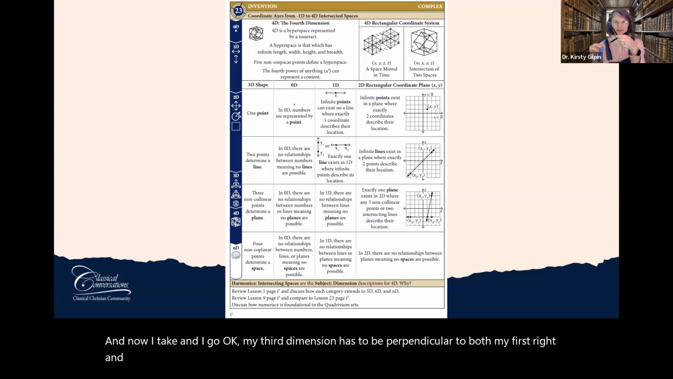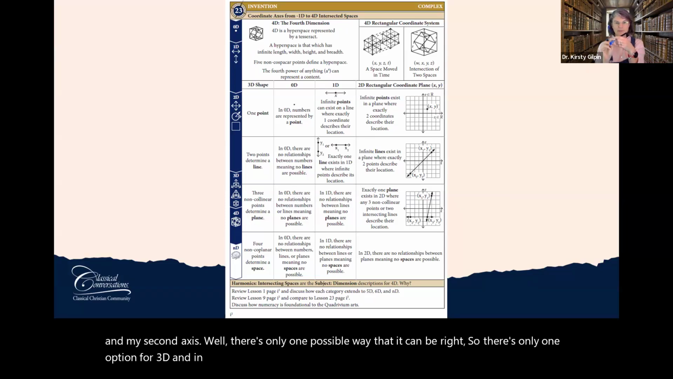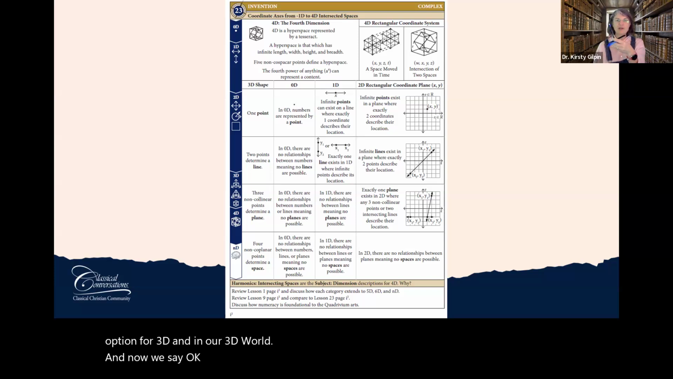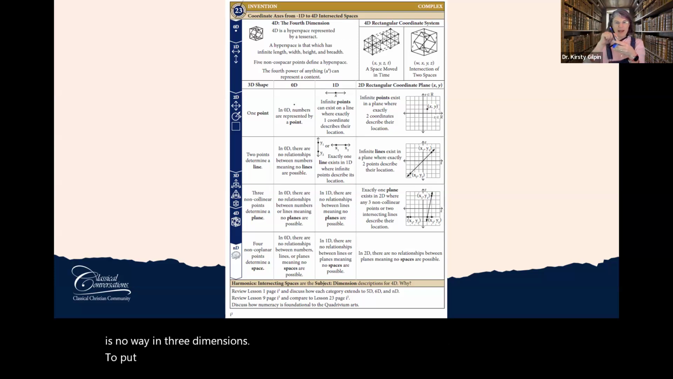And my second axis, well, there's only one possible way that it can be, right? So there's only one option for 3D in our 3D world. And now we say, okay, well, there's going to be a fourth dimension. We don't know. There is no way in 3 dimensions to put something at right angles to everything. All the slots are filled.